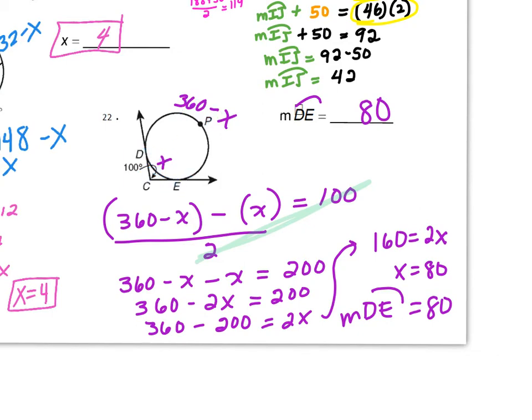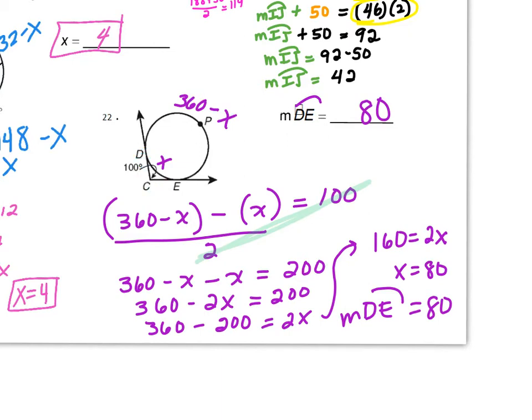piece. And if I take off the X piece, that'll leave me the rest of the circle, which starts at D, goes around through P, and comes over to E. So this whole thing here is 360 minus X. And this piece is just X.